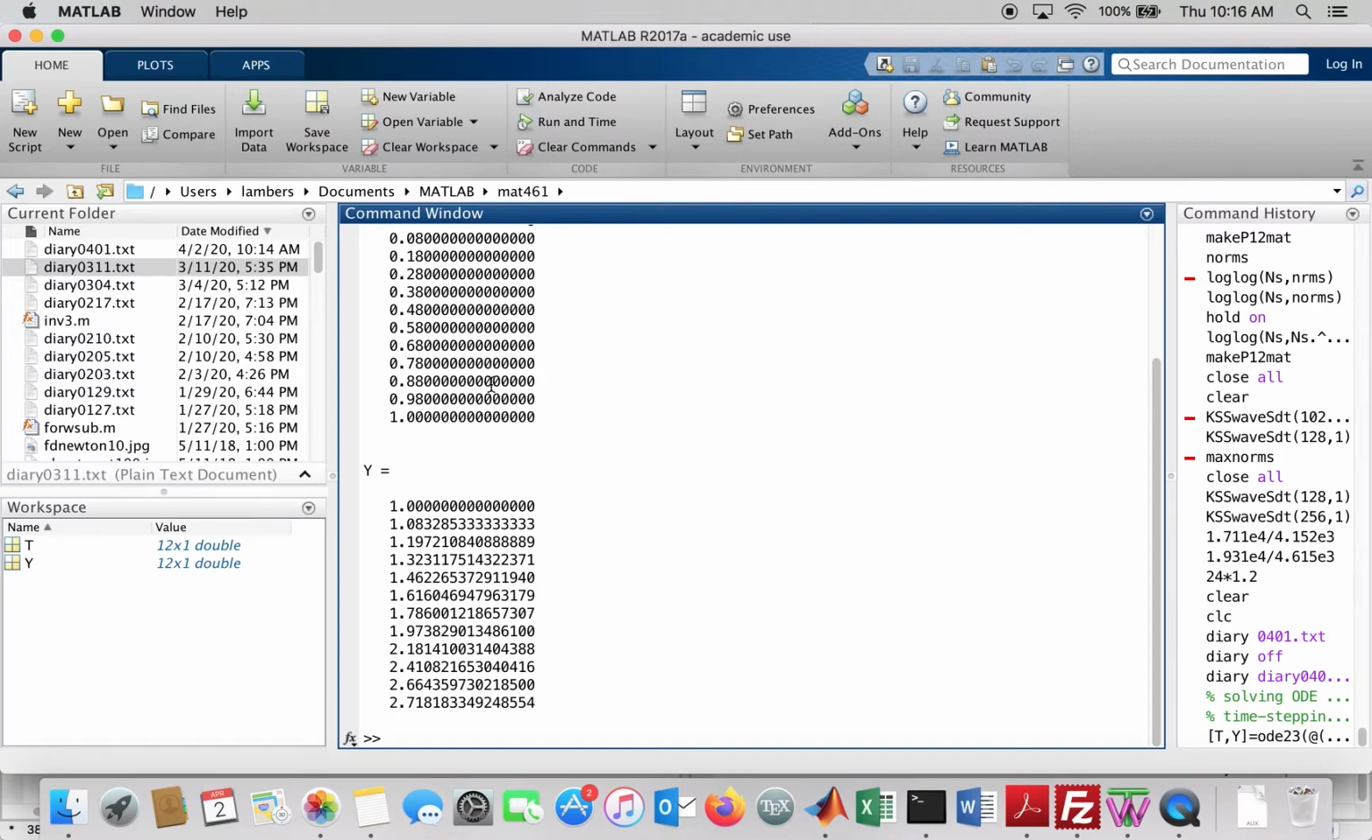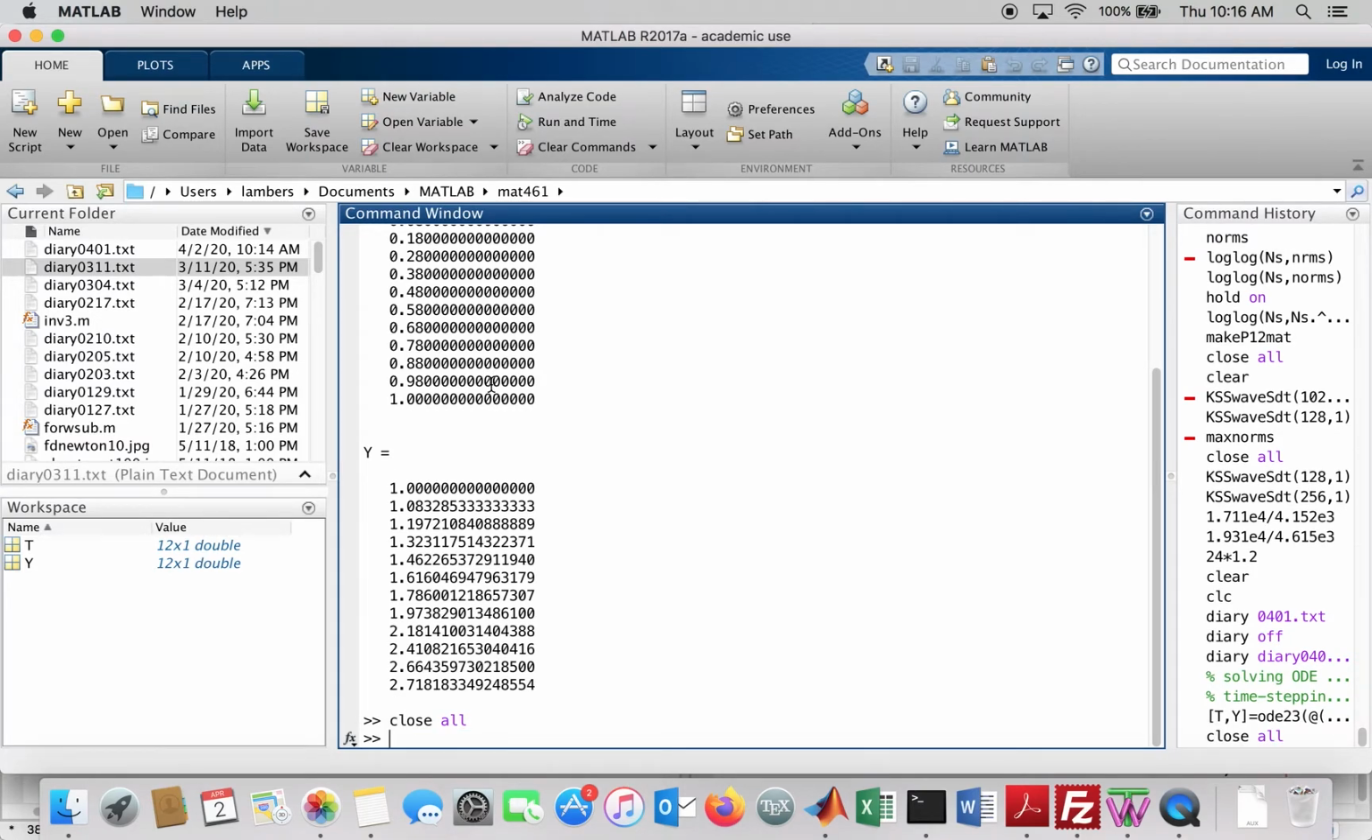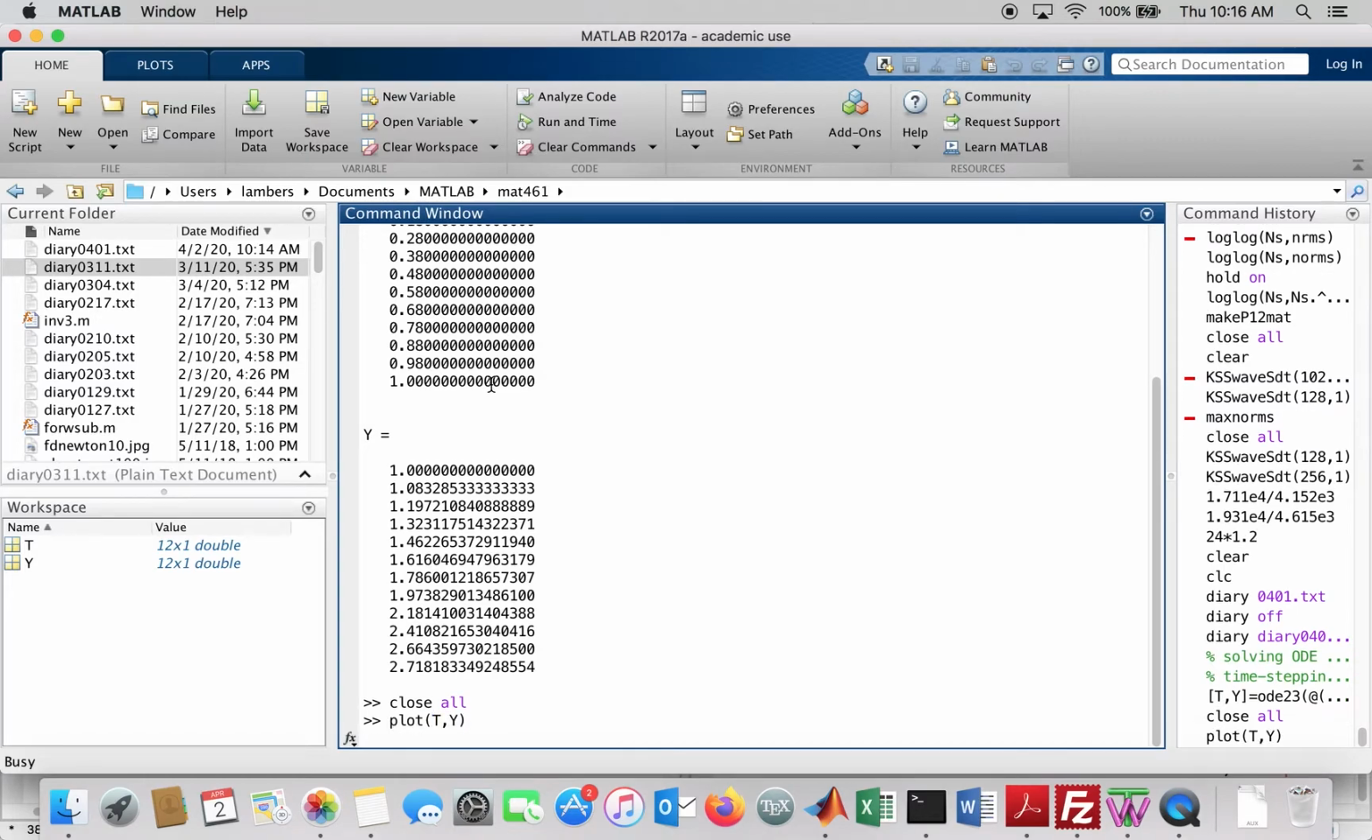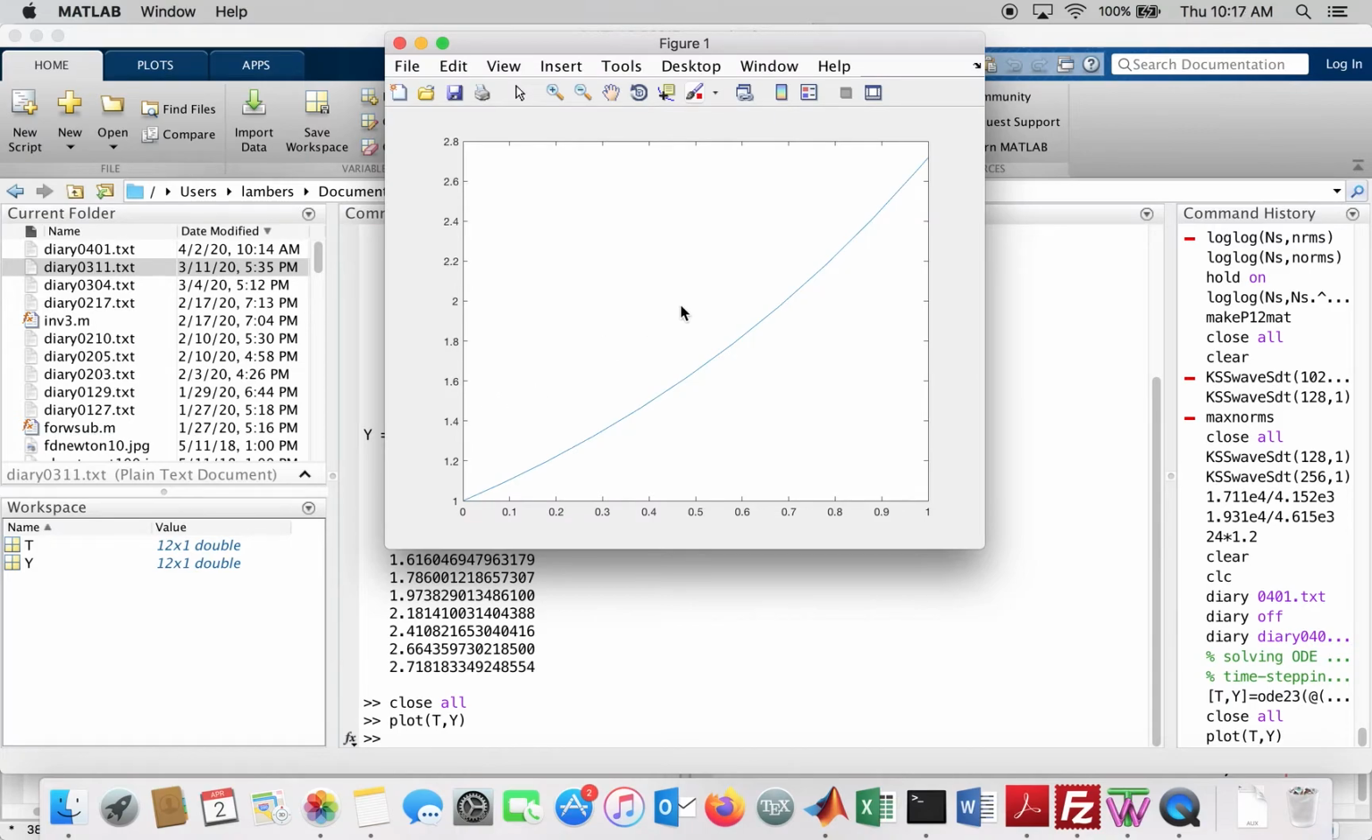So it makes it easy to plot the solution y(t). I can plot, making sure I don't have any figure windows going. It plots capital T, capital Y. And there it is. This definitely looks like e^t. And we see the last value here. e is 2.718281828, so it matches the first 4 digits at least. So it's reasonably accurate.